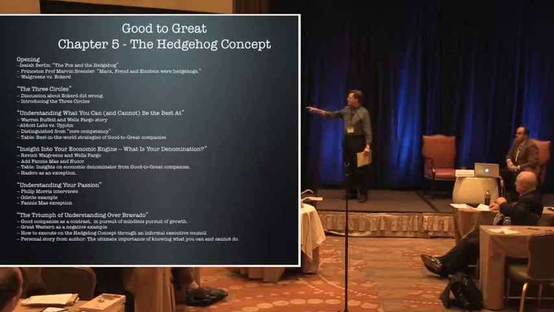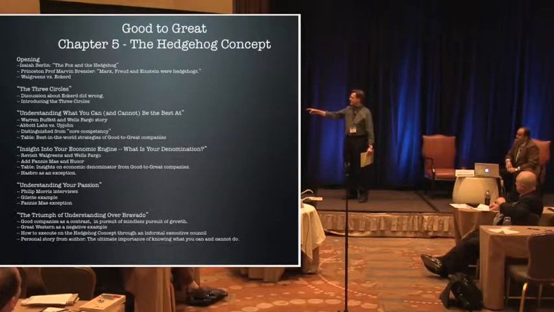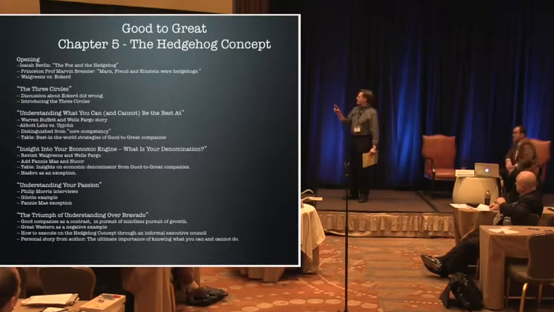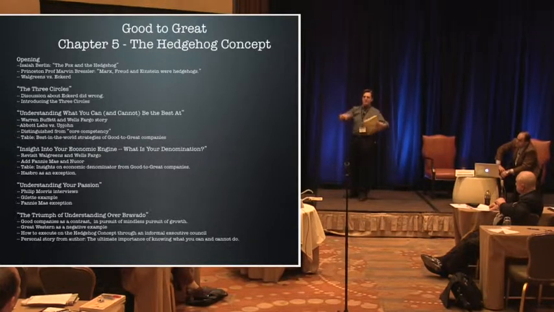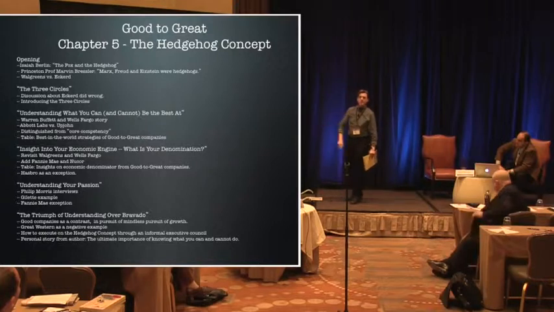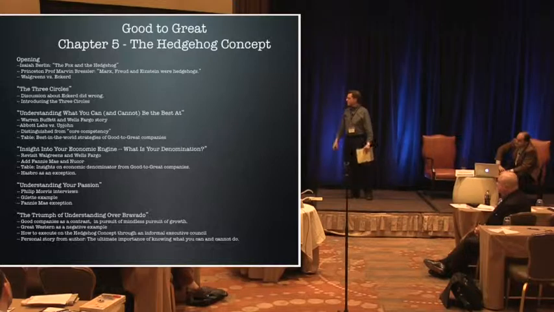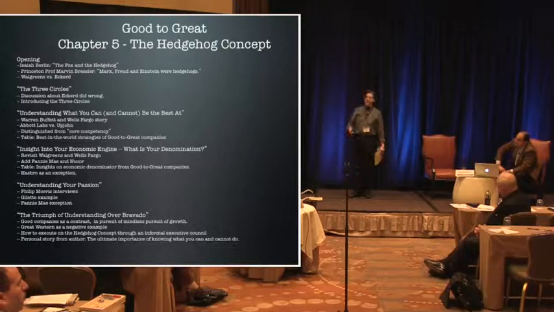And the what now is good companies as a contrast to the mindless pursuit of growth. Great Western is a negative example. How to execute on the hedgehog concept through holding an informal executive council. So there it is, business transformation. You have to reorganize the way you do things. You can't just do the strategy differently. Doing the strategy differently gets you the reward, but for true transformation, you have to change who you are. And that's in the last section there. And then he ends with a personal story from the author about an Ironman triathlete and the ultimate importance of knowing what you can and cannot do.